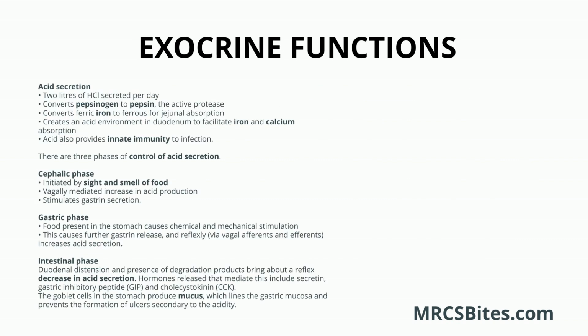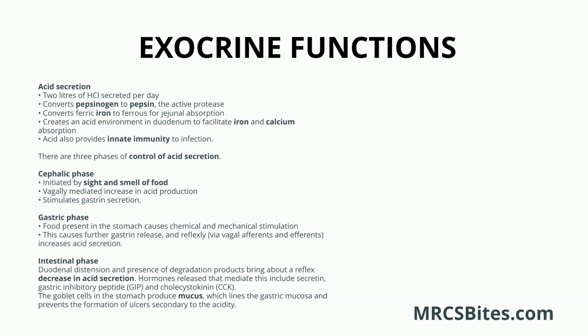Exocrine functions. Acid secretion: 2 liters of HCl are secreted per day. It converts pepsinogen to pepsin, the active protease. It converts ferric, Fe3+, iron to ferrous, Fe2+, for jejunal absorption. It creates an acid environment in the duodenum to facilitate iron and calcium absorption. Acid also provides innate immunity to infection.